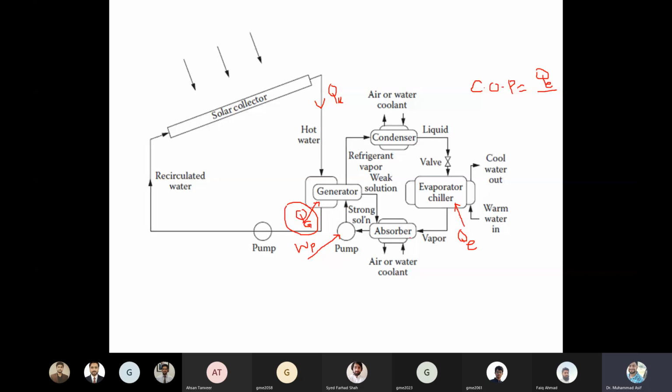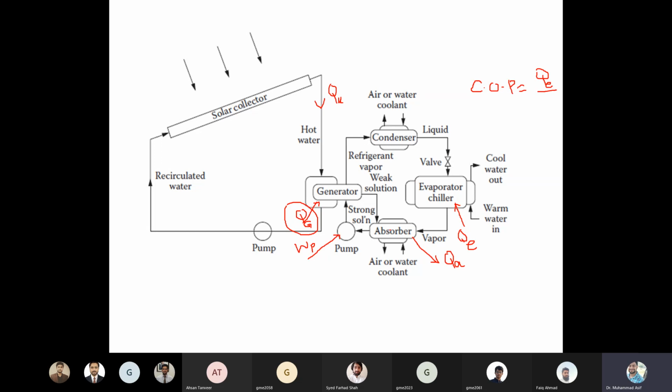Additionally, in the absorber, heat is rejected because we try to operate the absorption process at as low a temperature as possible, because absorption of the refrigerant is efficient when the temperature inside the absorber is low. When the refrigerant vapors come into the absorber, that absorption process is an exothermic process. That means when the refrigerant is absorbed in the absorbent, heat is released.